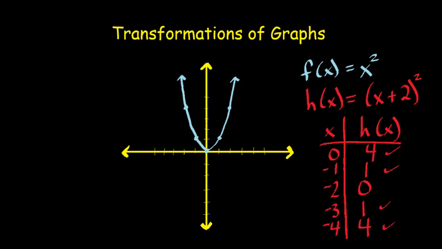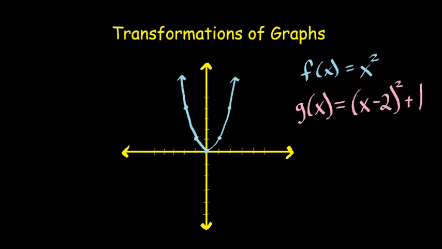Over 0 up 4 is this point. Over to -1 up 1 is this point. Over to -2 up 0 is here. Over to -3 up 1 is here. So basically, when we have a number added inside our squaring function, it doesn't go 2 to the right, it actually goes 2 to the left. This is true of all functions.